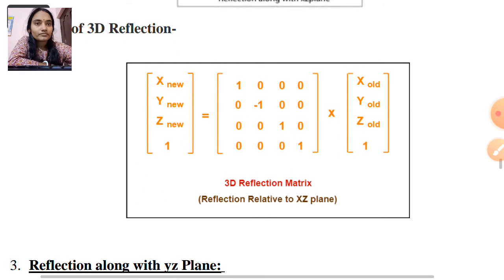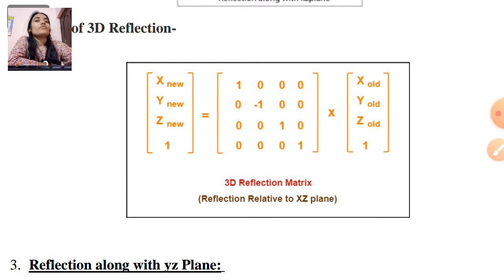The matrix form for this xz reflection is x new, y new, z new, 1 equals the matrix 1 0 0 0, 0 minus 1 0 0, 0 0 1 0, 0 0 0 1, multiplied by x old, y old, z old, 1. In this way we can reflect the image in the xz plane. All of these matrix formulas, remember them also.